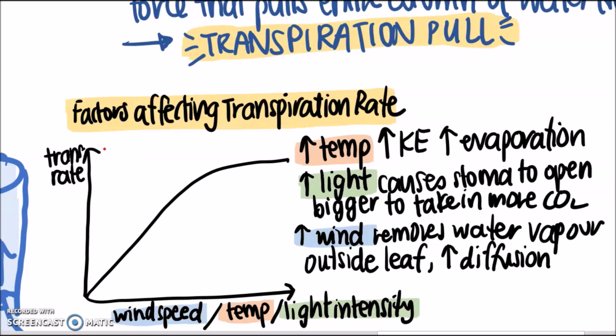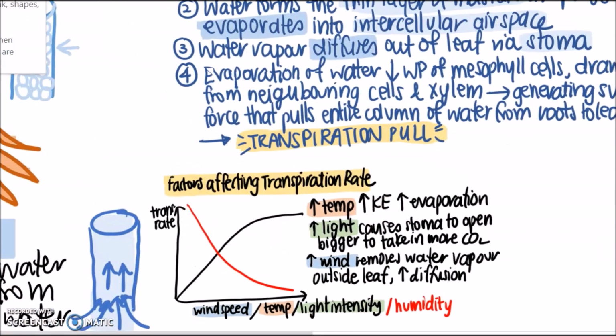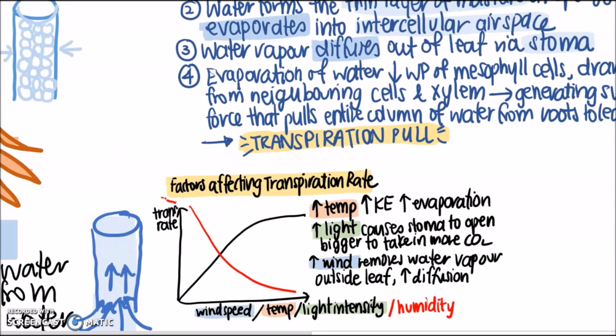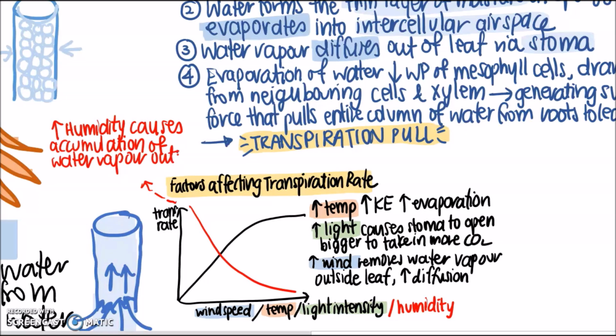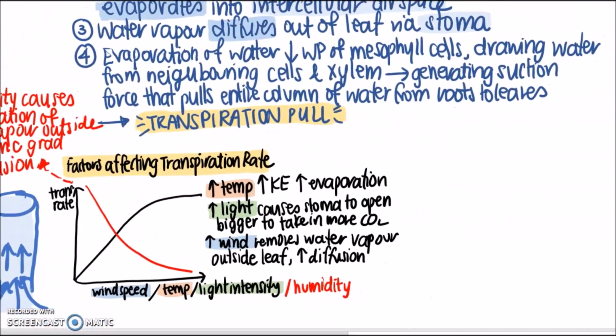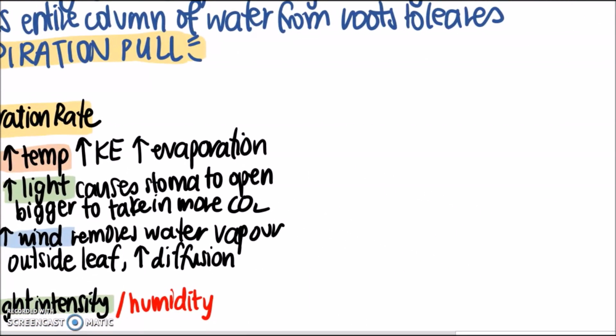Now let's look at this rate graph. When this factor, humidity, increases, transpiration rate decreases. Okay, so it's the only one that is opposite in relationship. Why is this so? Because an increase in humidity causes an accumulation of water vapor outside the leaf, right? And this reduces the concentration gradient for diffusion. So imagine there's a lot of water molecules outside in the atmosphere already. It actually reduces the diffusion of water from the intercellular airspace outside. Okay, so transpiration is slower when there's more humid conditions.